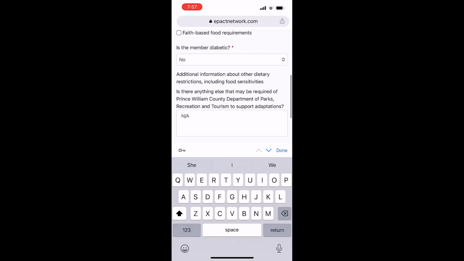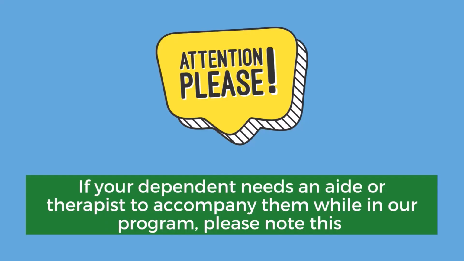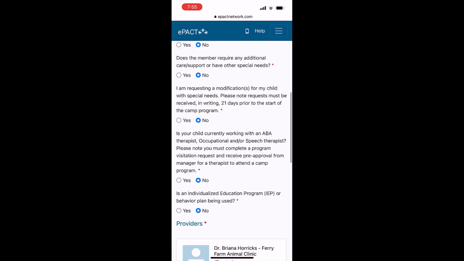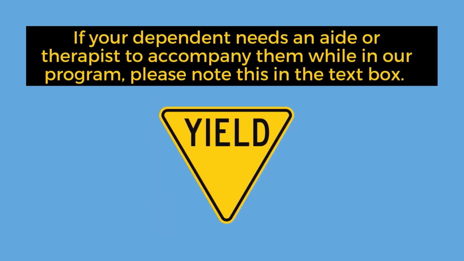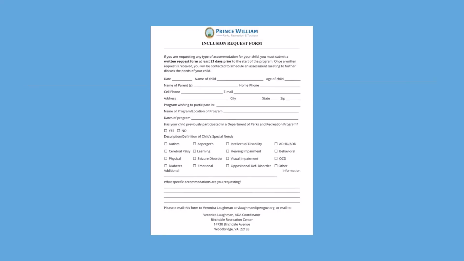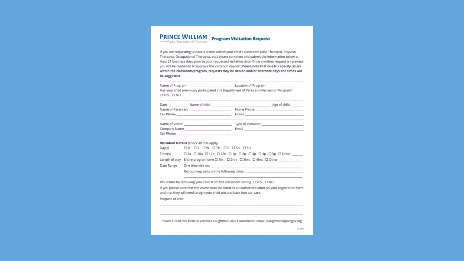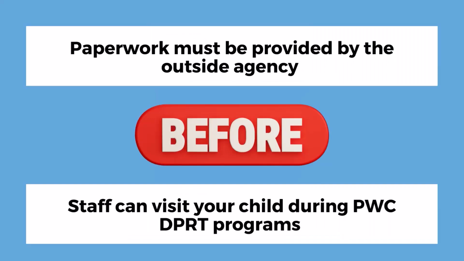If your dependent needs an aide or therapist to accompany them in our program, you will need to complete an inclusion request form to formally have this process occur. If you already have an aide or therapist, then a program visitation request form will need to be completed, and there's paperwork to be provided by the outside agency before their staff can visit your child during PWC DPRT programs.